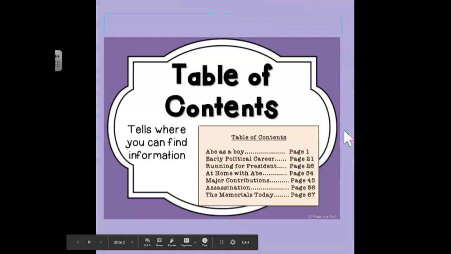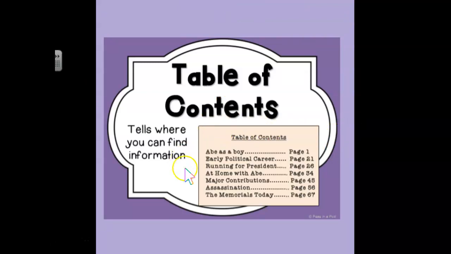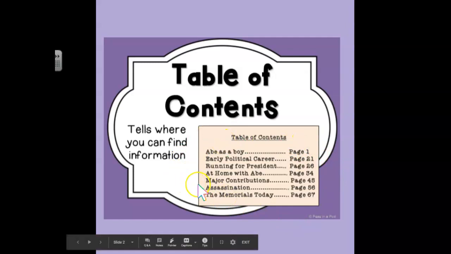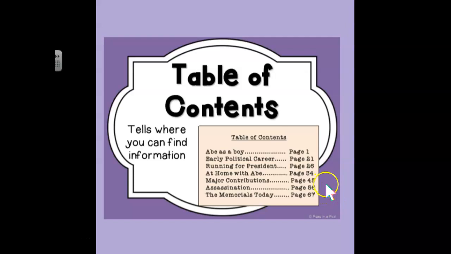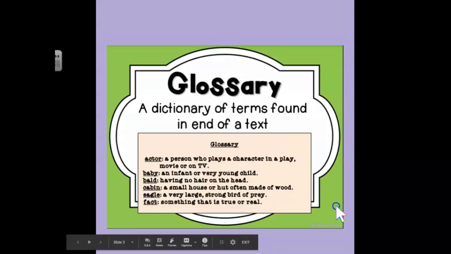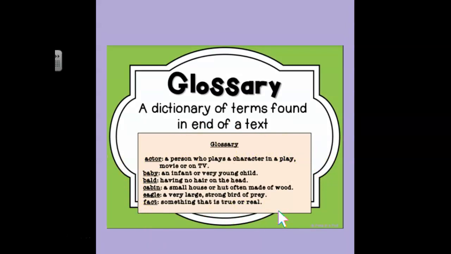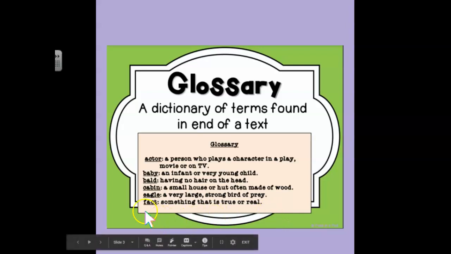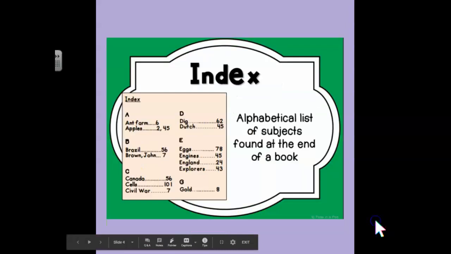All right, you're going to tell me the text feature. So what text feature? Table of contents. Used to find the subject or the chapter topic quickly. Tells us the page it starts on. It's in the front of the book. All right, what text feature? It is a glossary. It gives us the definition of the words. It is found in the back of the book. Remember, these are your keywords.